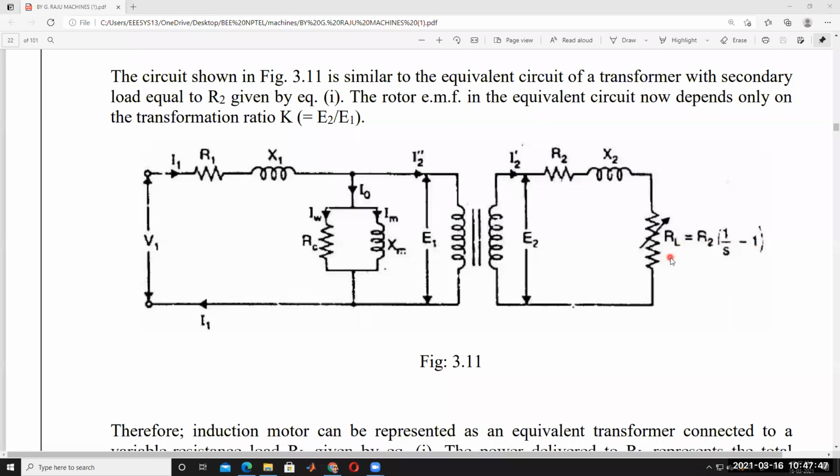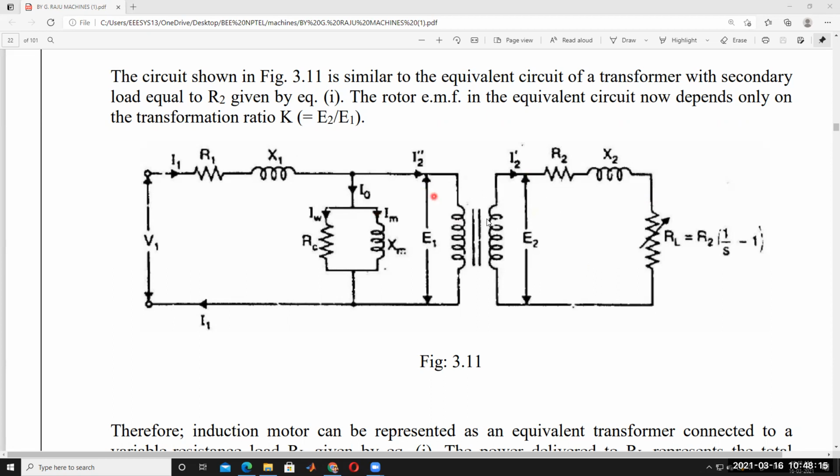That's why the induction motor is called a rotating transformer. Try to concentrate. Why is an induction motor called a rotating transformer? This is one of the important questions. Rotating transformer is nothing but the induction motor, the induction machine. The induction machine can be called a rotating transformer. So this is the equivalent circuit.